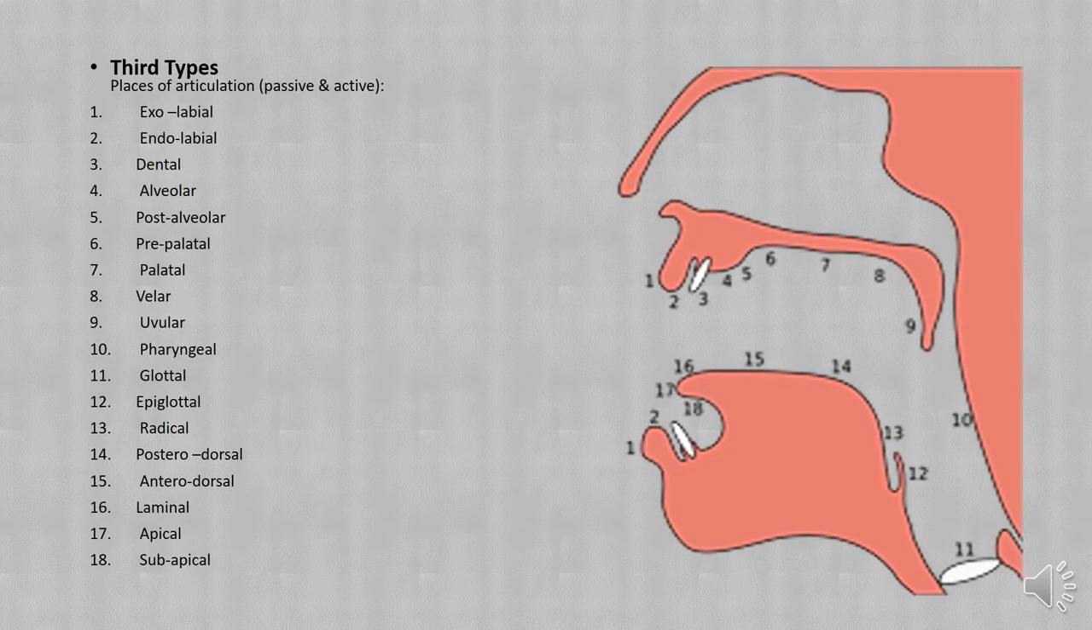Now, third, types of places of articulation, passive and active. 1. Exolabial. 2. Endolabial. 3. Dental. 4. Alveolar. 5. Post-alveolar. 6. Pre-palatal. 7. Palatal. 8. Velar. 9. Uvular. 10. Pharyngeal. 11. Glottal. 12. Epiglottal. 13. Radical. 14. Posterodorsal. 15. Anterodorsal. 16. Laminal. 17. Apical. And 18. Subapical.